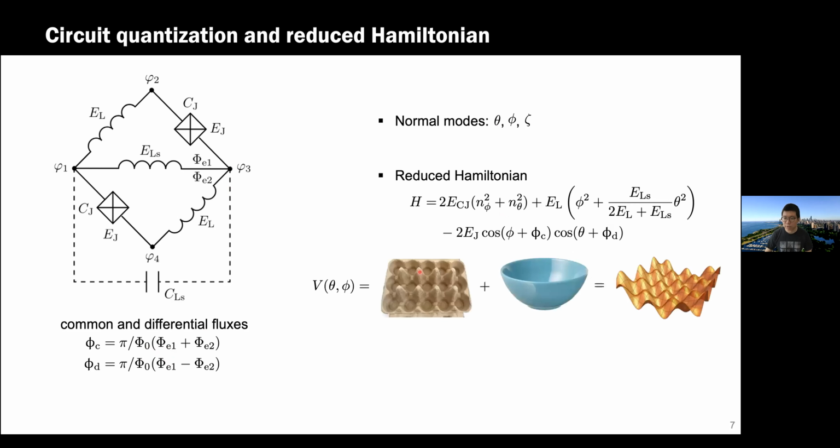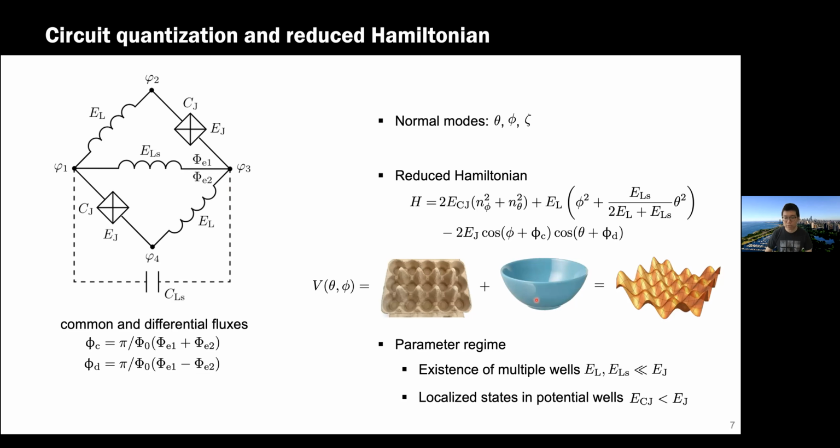The potential energy landscape here is a sum of a double cosine potential plus a parabolic potential. The regime that we're interested in is one where we have multiple wells. This simply requires the two inductive energies to be much smaller than the junction energy. We also want the states to be localized in each of the wells, and this requires the kinetic energy to be smaller than the barrier. So here the charging energy is smaller than the junction energy.